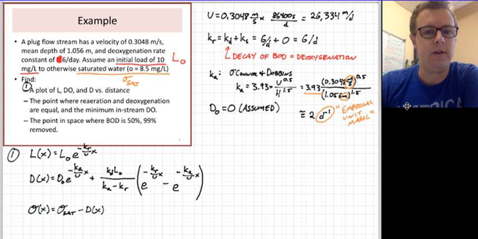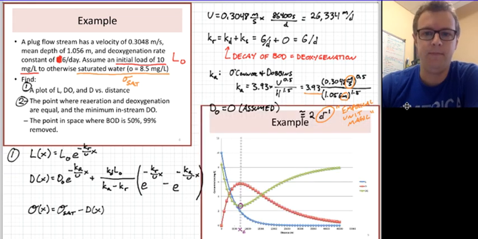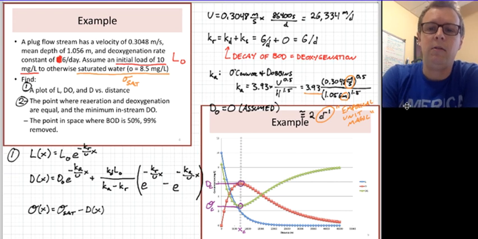Let's see. Other terms we need. DO, so the deficit at x equals 0, that D naught term, we're going to assume that that's 0, meaning right before this point source and mixing, that water was completely saturated with oxygen. And so if you go ahead and now take the equations on the left-hand side of your page and actually solve them, I've gone ahead and plugged in values of x starting at 0 and plugged in every 1,000 meters to generate the plots that you see below.